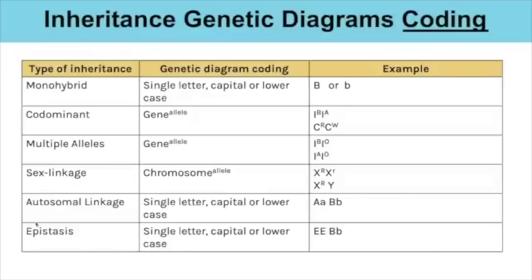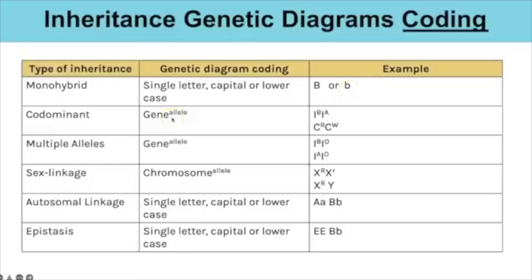Now, a big part of the inheritance topic is being able to determine the outcome of genetic crosses. So to help you with that all in one place, I've got you this genetic coding table. So for the different types of inheritance, this is how you would represent it in a genetic cross. A monohybrid is what you would have done at GCSE. So you pick a letter to represent the gene, capital is the dominant allele, lowercase is the recessive.